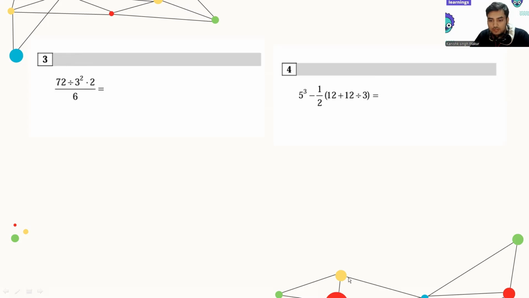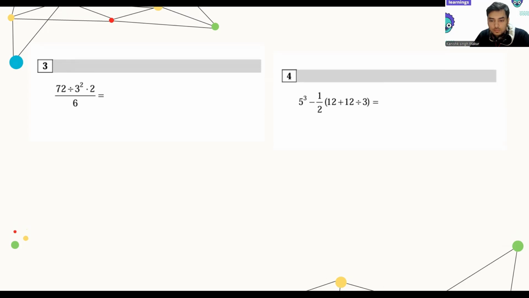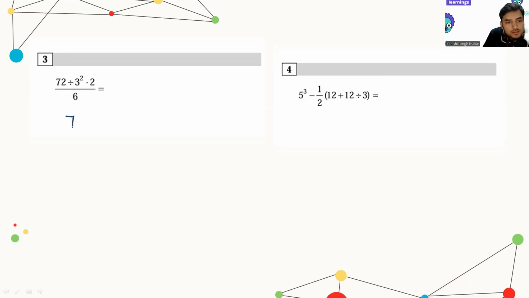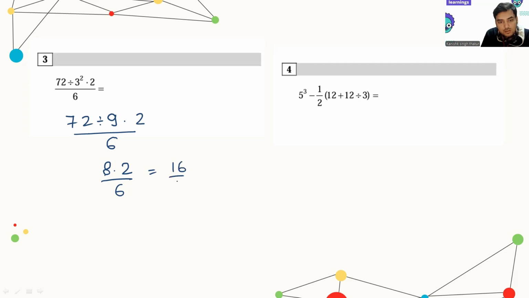Question number 3 now. 3 square gives you what? It gives you 9. So I'll be writing here 72 divided by 3 square, which is 9. All of this is multiplied by 2 divided by 6. 72 divided by 9 is 8, times 2 divided by 6. 8 times 2 is 16 over 6. So it's 8 over 3.